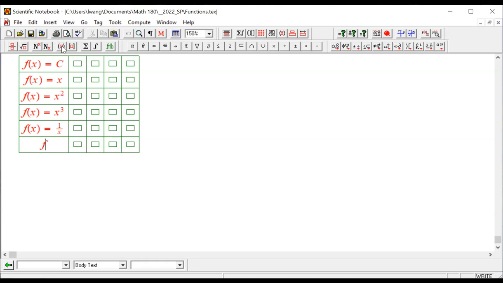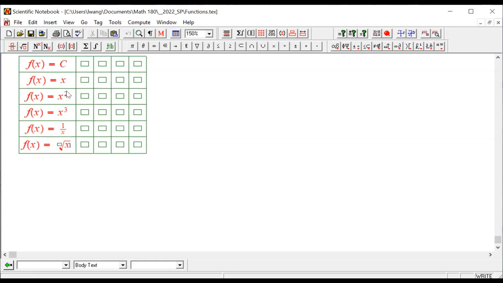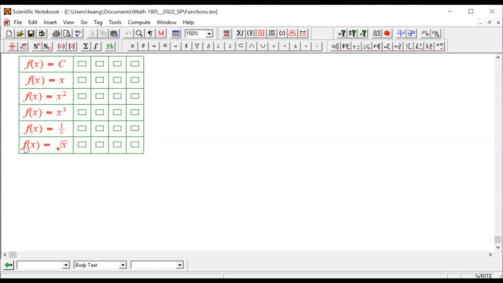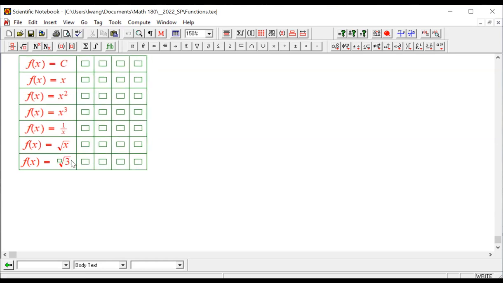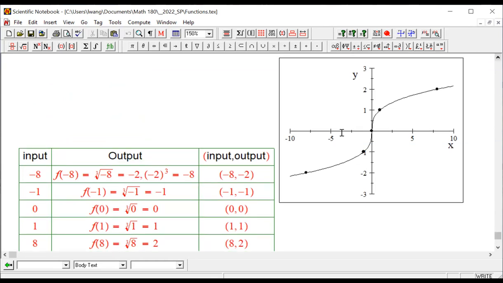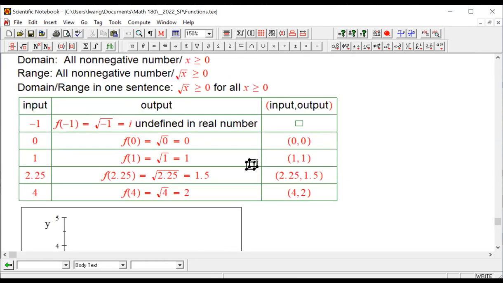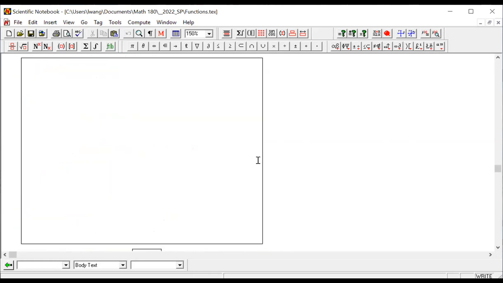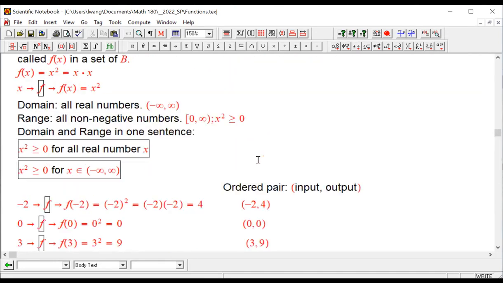And f of x equals the square root of x, okay? And last but not least, we have done x taken root 3. So these are the functions we have studied. So let's go back. And what have we studied about them? We have studied about their domain and range, right?